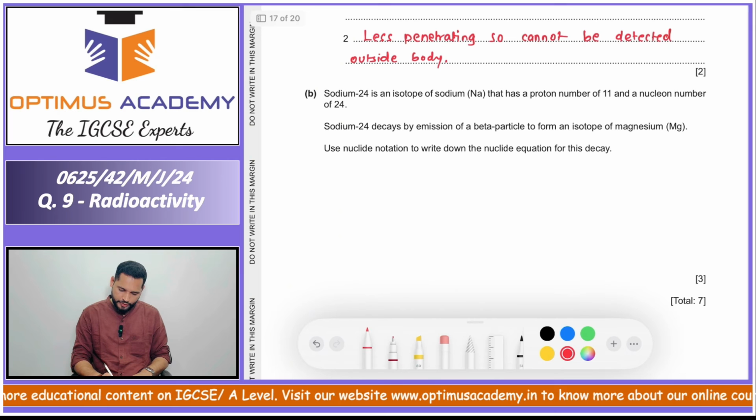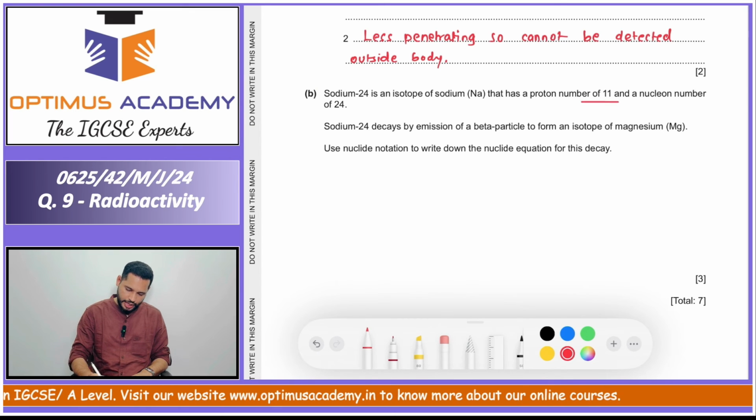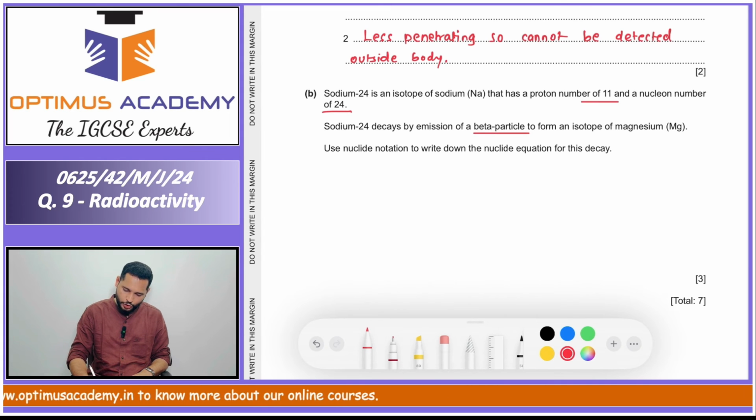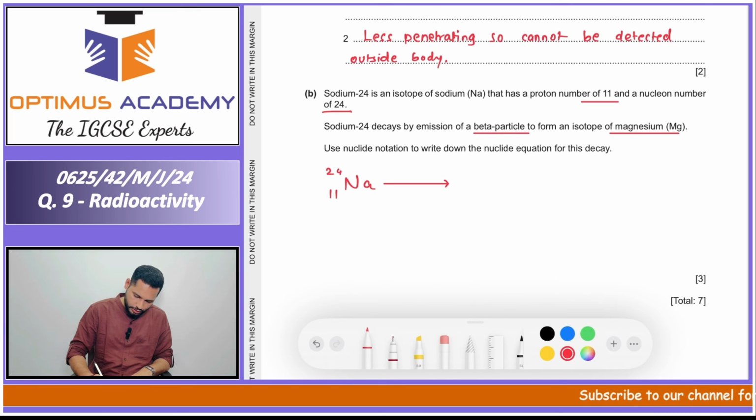Question B, sodium 24 is an isotope of sodium that has proton number 11 and the nucleon number 24. Sodium 24 decays by beta particle to form an isotope of magnesium. Use nuclide notation to write down the nuclide equation for this decay. We can write sodium, its proton number is 11 and its mass number is 24. It is going to decay by beta emission and forming magnesium. So we can write like this.